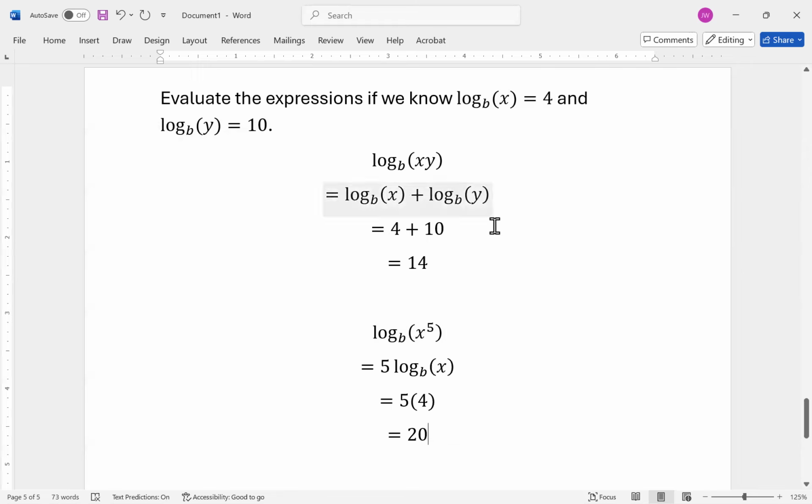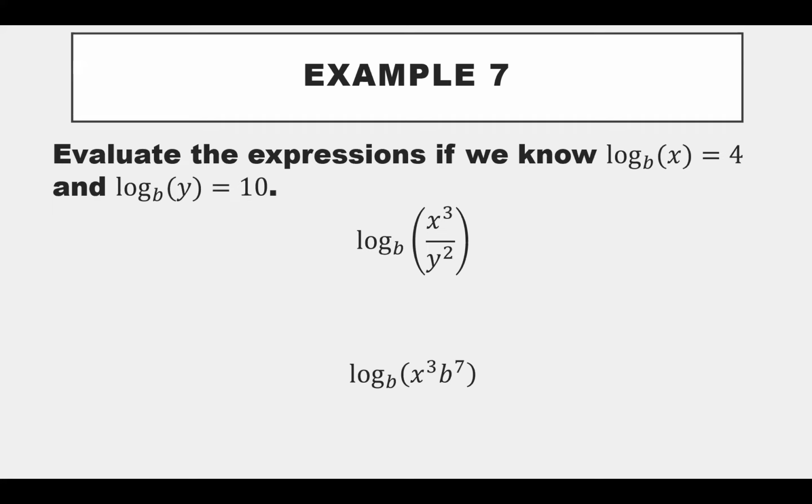Mixing up different rules and trying to see what's going on is exactly what example 7 is going to ask us to do. We have log base b of x to the third divided by y squared, and then log base b of x to the third times b to the 7th power. Go ahead and push pause on the video and try this on your own. In a couple of seconds, I will show you how it's done on this video.